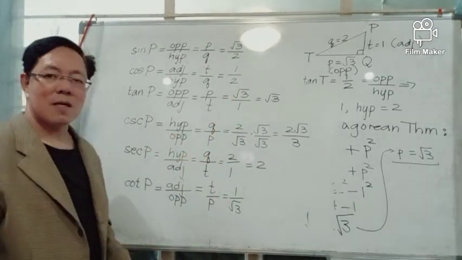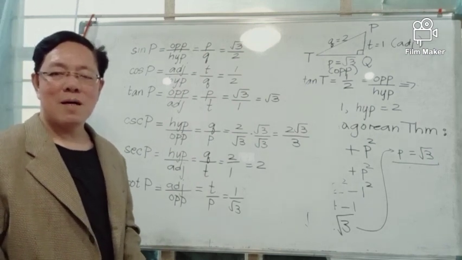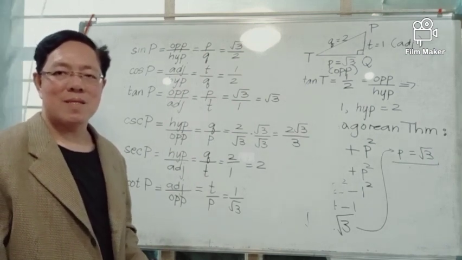These are the 6 trigonometric functions of the acute angle P.